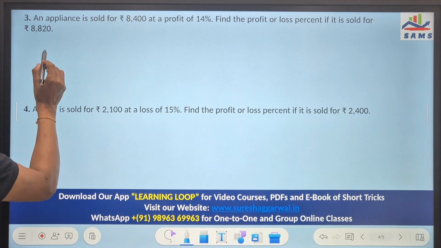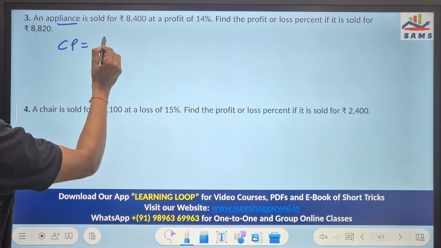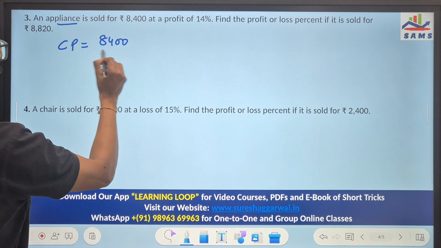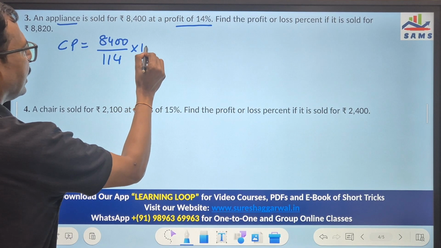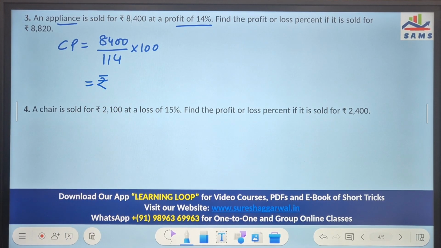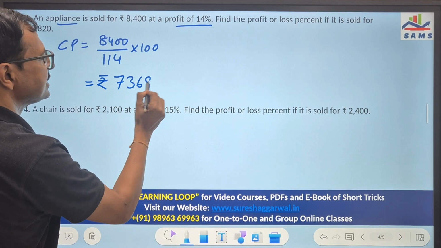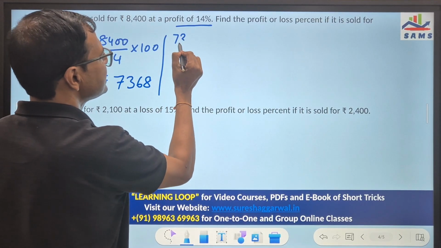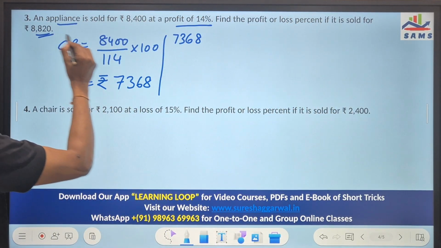Let's see another one. So there is an appliance which is sold for this. So the cost price will be 8400 upon profit of 14. So 114 times 100. Now this will give you the cost price of the item, and this comes out to be 7368. Now compare 7368 and the next selling price sold for 8820.